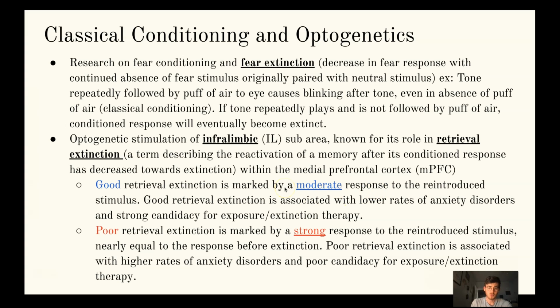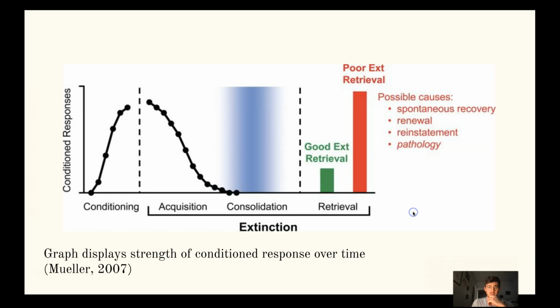And a good retrieval extinction with this moderate response to this reintroduced stimulus is going to prove to be a strong candidate for later exposure/extinction therapy. Whereas poor retrieval extinction is going to be marked by a stronger response, and that's going to say that that particular patient is not going to respond well to exposure therapy. So let's take a look at this graph.